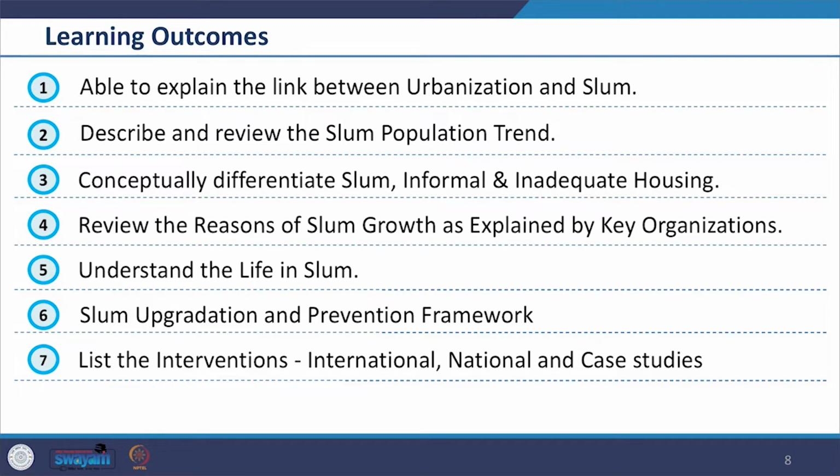Accordingly, the learning outcomes would include that after completion of this session, we should be able to explain the link between urbanization and slum. We should be able to describe and review the slum population trend. Further, we should be able to conceptually differentiate between slum, informal settlements, and inadequate housing. We should be able to identify the source of data which we are going to use for the purpose. We should be able to review the reasons of slum growth as explained by the key organizations.